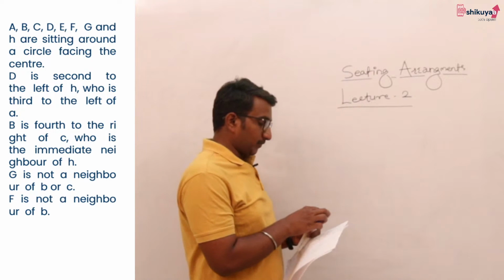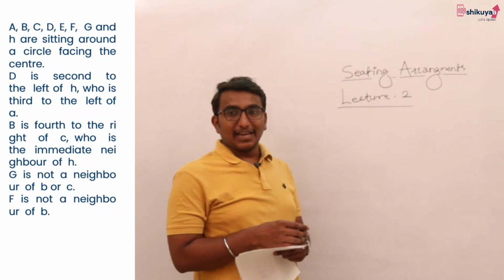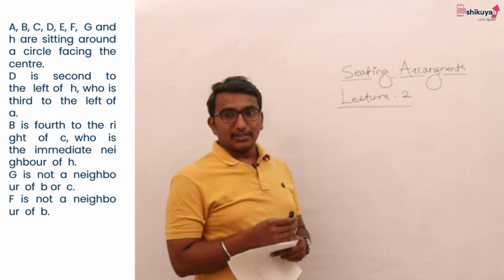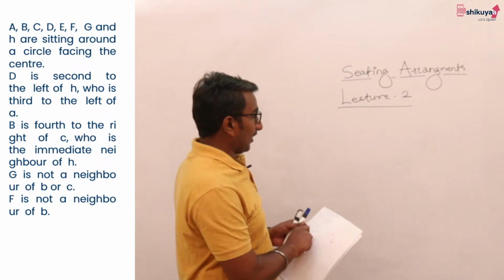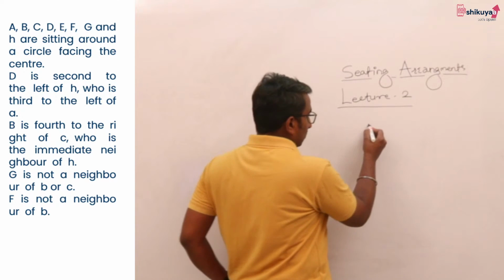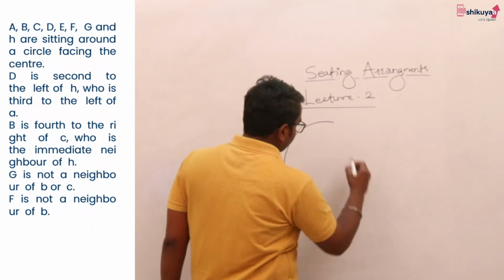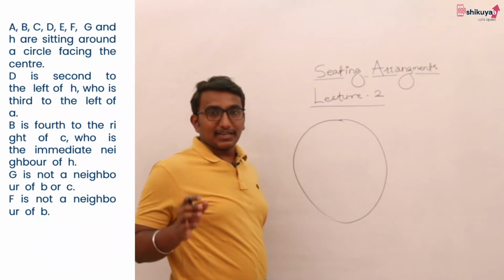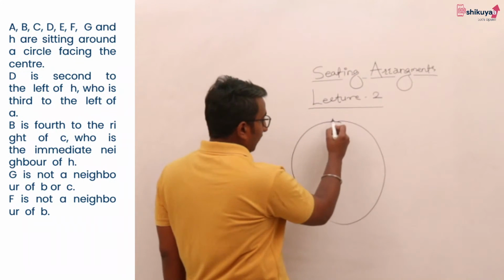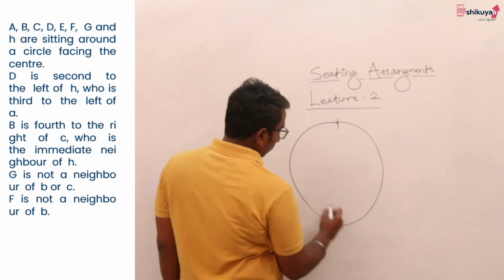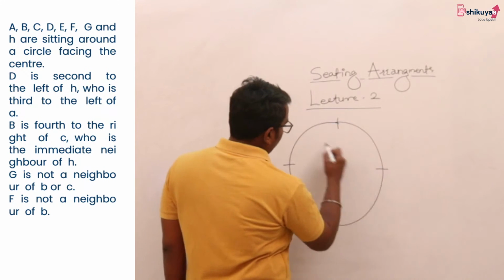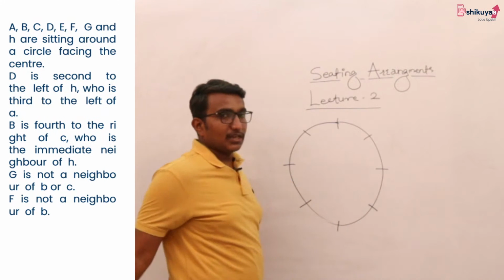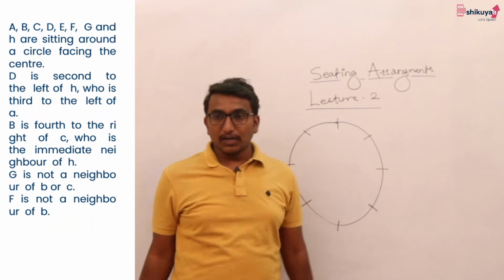Okay. So first what they have given is A, B, C, D, E, F, G and H. So how many people are there? 8 people in total. And this is a circular arrangement. So let's first draw a circle, and let's place these 8 people on this circular arrangement. So 1, 2, 3, 4, 5, 6, 7 and 8. So this is the basic structure of our arrangement.